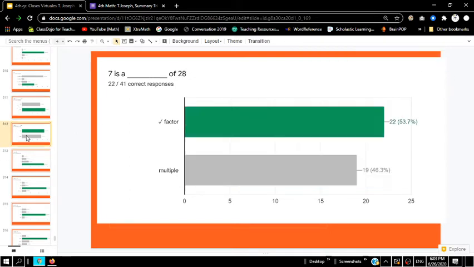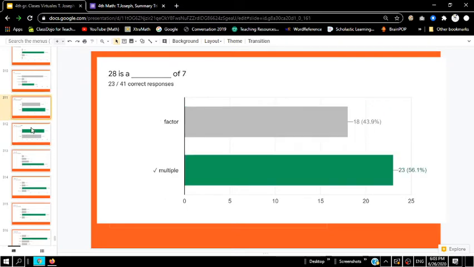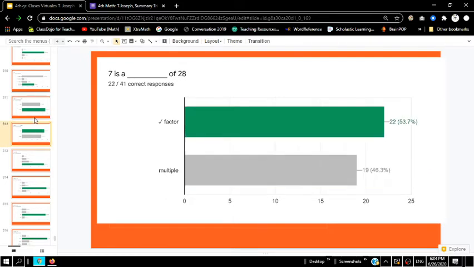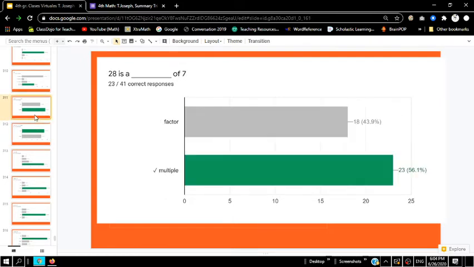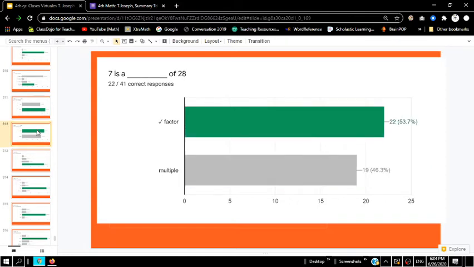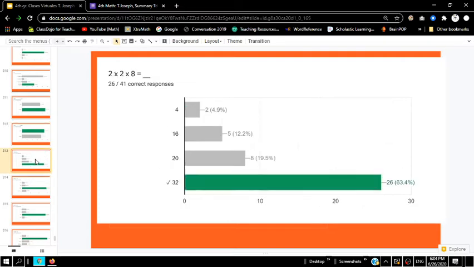Next problem is all about factors and multiples as well. This is just the opposite. So, right, you see these numbers are the same in both problems? I just switched it. Okay, so it looks like we still have just about the same answer, right? 53% of you guys got that correct. 7 is a factor of 28 because 7 times 4 is 28. This one was easy for most students. 2 times 2 times 8. Well, 2 times 2 is 4, and 4 times 8 is 32.